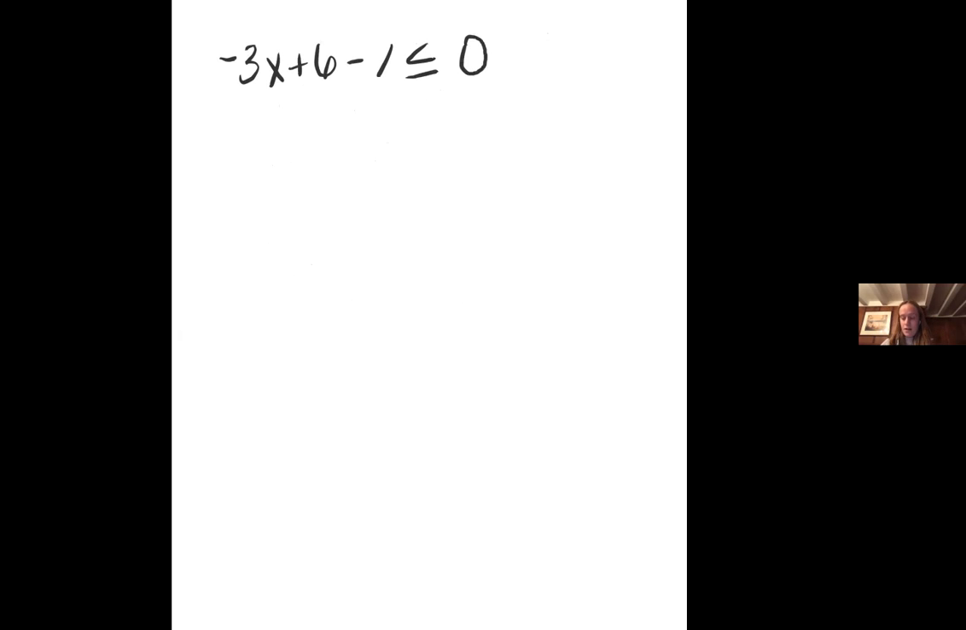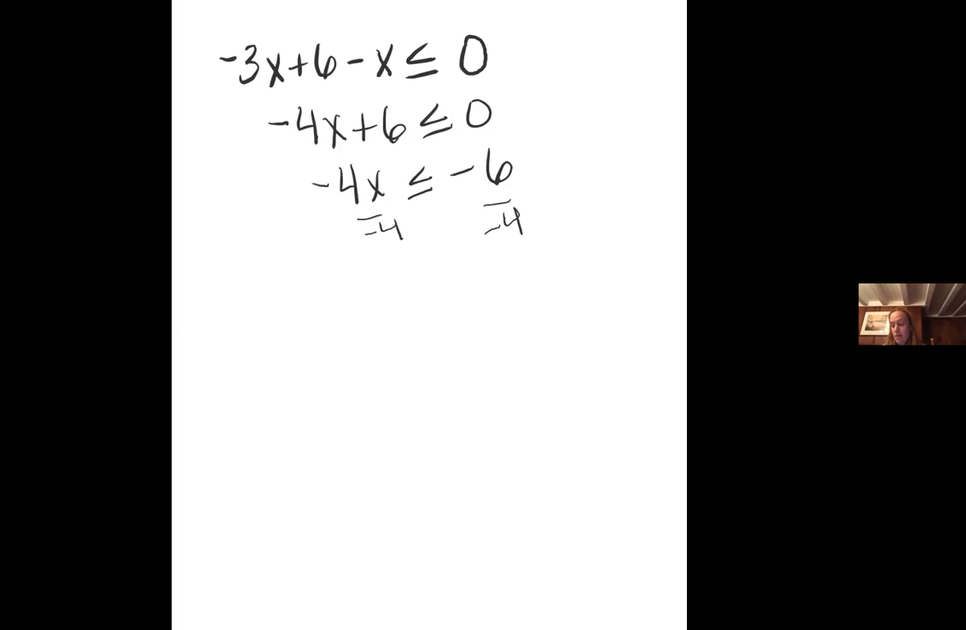We'll just solve the same way. So combining like terms, negative 4x plus 6 less than or equal to 0, negative 4x is less than or equal to negative 6. Okay, so now we're going to divide both sides by negative 4. But here we see that we're dividing by a negative. So here we have x is greater than or equal to negative 6 over negative 4. We can just reduce this to x is greater than or equal to 3/2. And that's it. Good luck with the rest of your problems. I hope that this was helpful.